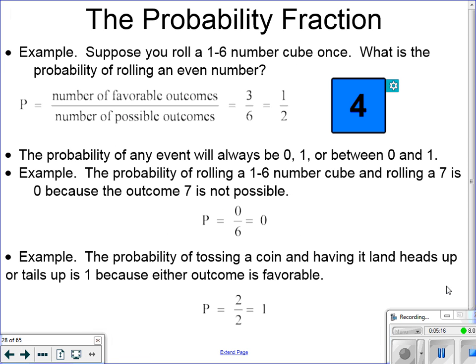All right, next example here involves rolling a die. Okay, so they're calling it a 1 through 6 number cube. Same thing as rolling a die. Okay, what is the probability of rolling an even number? Well, if there's 1 through 6 on there, that means the numbers 2, 4, and 6 are the even numbers that would be favorable. So that's where the 3 on top comes from. Possible outcomes, well, there's 6 numbers on the cube, so there's 6 possible outcomes. And if you simplify that, the 3 over 6 will simplify to 1 over 2.